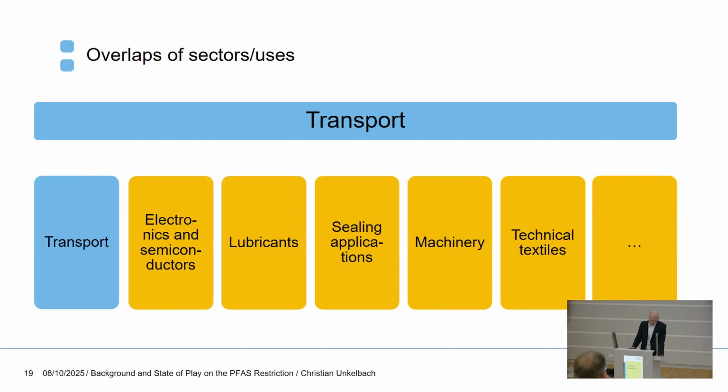multiple uses. For example, for transport, we find obviously elements of transport in the transport sector and described in the background document, but also in the electronics and semiconductors element, the lubricant sealing applications, machinery, technical textiles. So it's a complex interdependence, let's say.